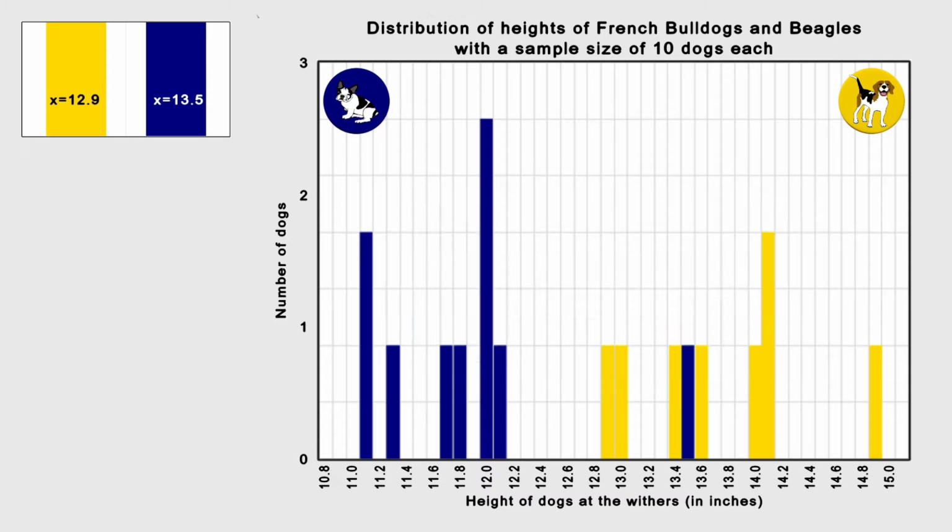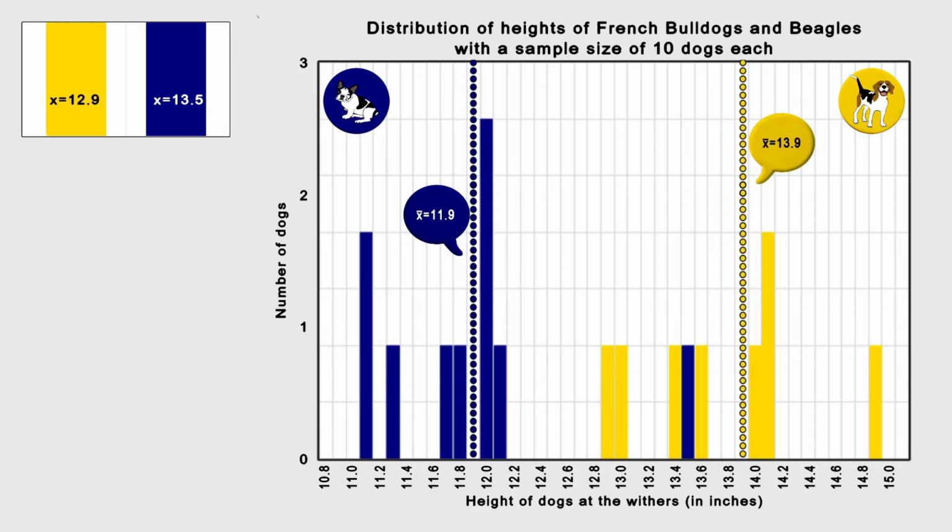In our study, the average height of French bulldogs drops to 11.9 inches, while that of beagles rises to 13.9 inches. But our measurements still look strange. For example, for some reason, there are more French bulldogs with a height of 11.1 inches than 11.3 inches, and both graphs look somewhat curved.